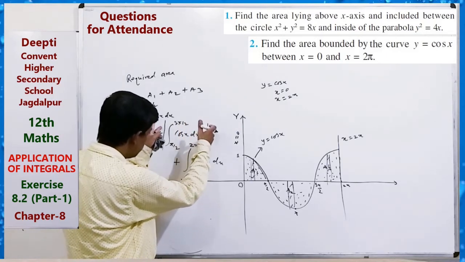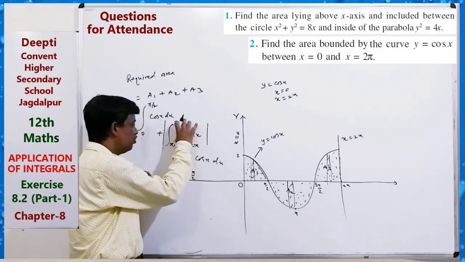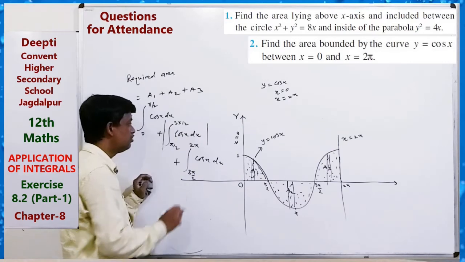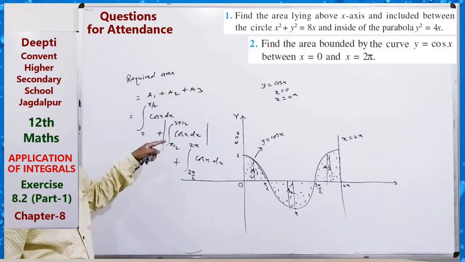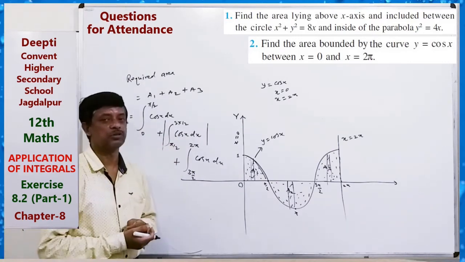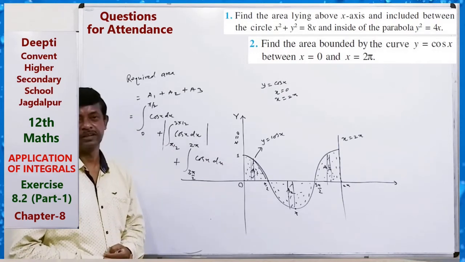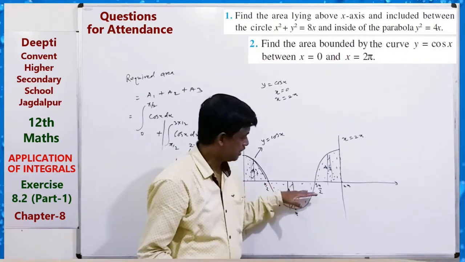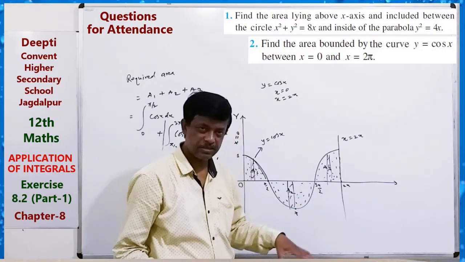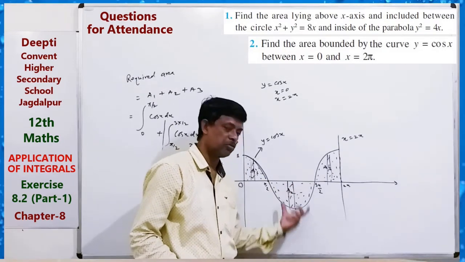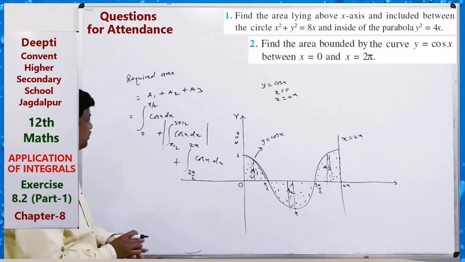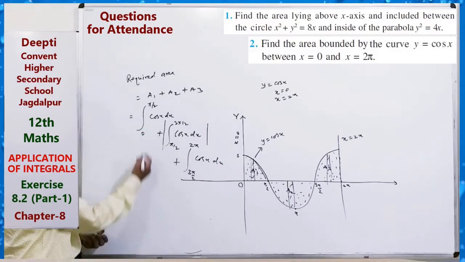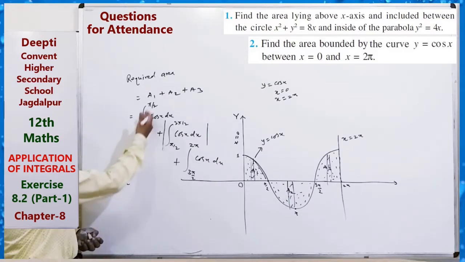Taking the modulus sign, whatever the value is, if the value comes out negative, then the modulus gives positive. This is the area below the x-axis, so we will take the modulus sign in the formula. Okay, so this can be solved by putting in these limits.